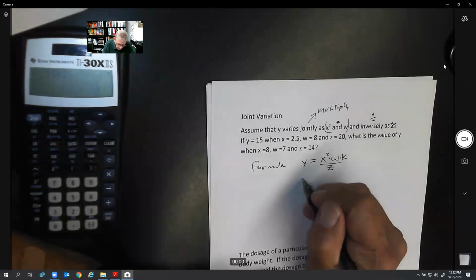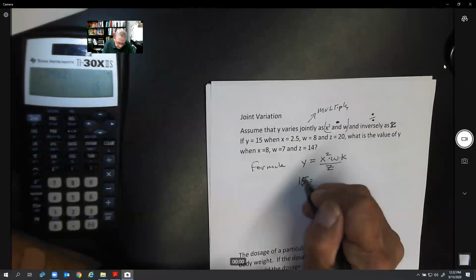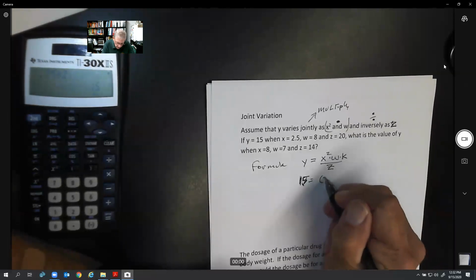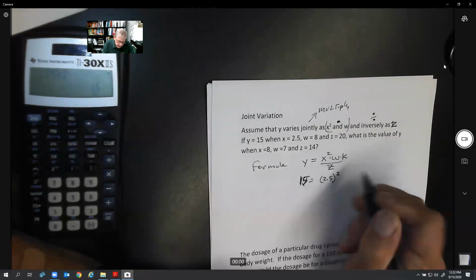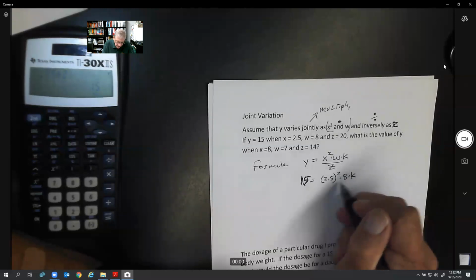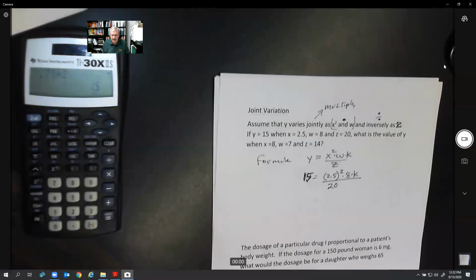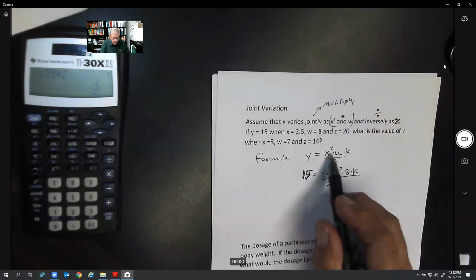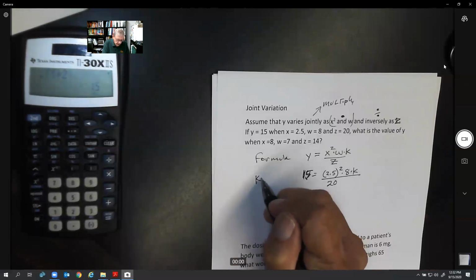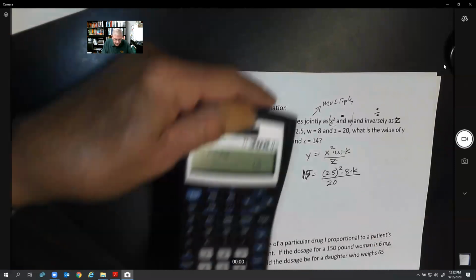Gosh, we got a lot of stuff there. Y equals, y is now 15. We're going to get this straight one way or another. X is 2.5, and we're going to square that. W is 8. K is K. And in place of Z, we're going to put a 20. Ooh, looks kind of complicated, huh? Well, all we did is replace in our formula. In this case, we're going to find K. Okay, we're looking for K, and we're going to try to find it.